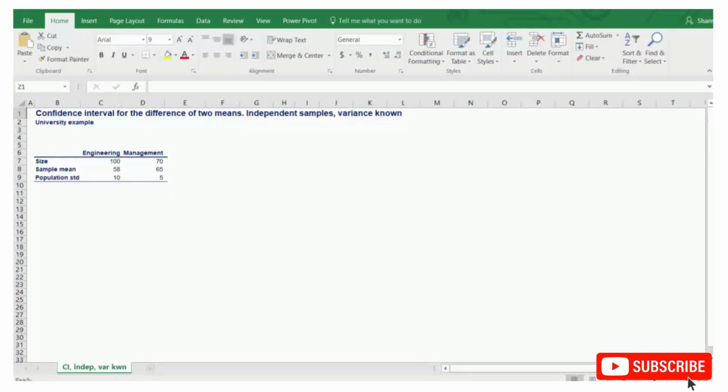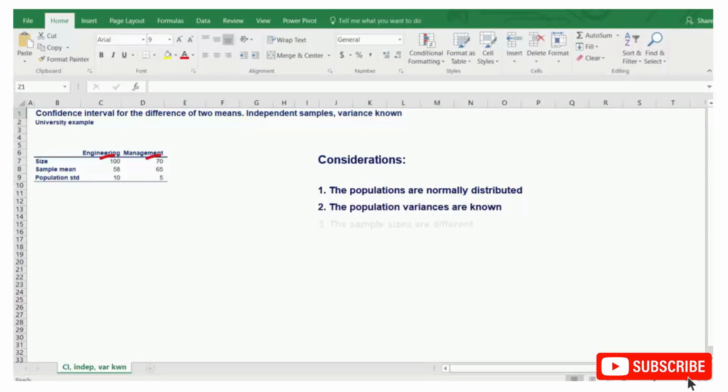Okay, but before we get on with calculations, let's point out three important considerations. First, the populations are normally distributed. Second, the population variances are known. And third, the sample sizes are different. Different sample sizes are a common occurrence in the real world.